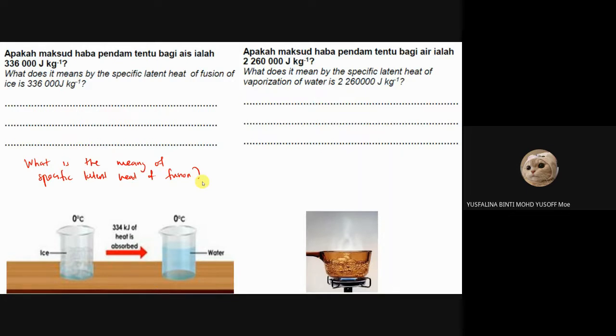Because they didn't mention whether it is for ice or for water, we don't know what phase change occurs here. The previous one is okay because it already mentioned ice. Are you clear about that? Only if they say ice, then you can say solid to liquid; otherwise, you have to put both. All right, for this part, what does it mean by specific latent heat of vaporization of water?